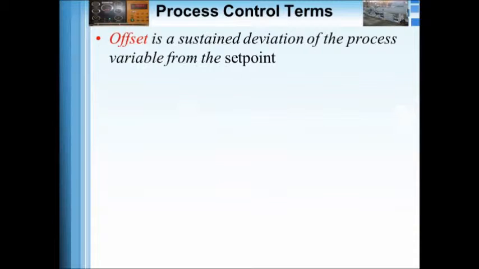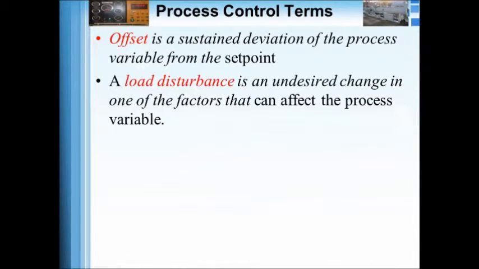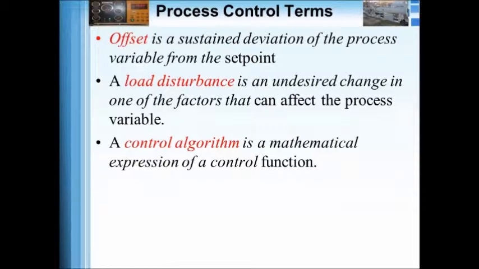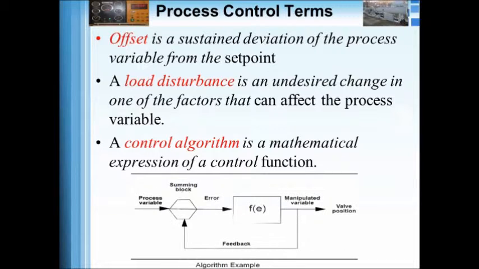Offset is a sustained deviation of the process variable from the set point. A load disturbance is an undesired change in one of the factors that can affect the process variable. A control algorithm is a mathematical expression of a control function. In this picture, we use a control algorithm expressed mathematically.